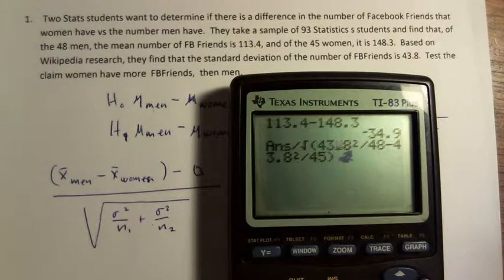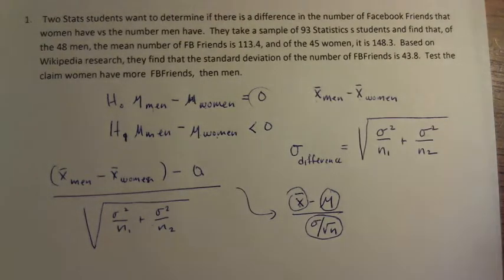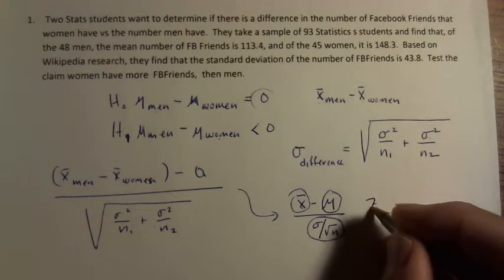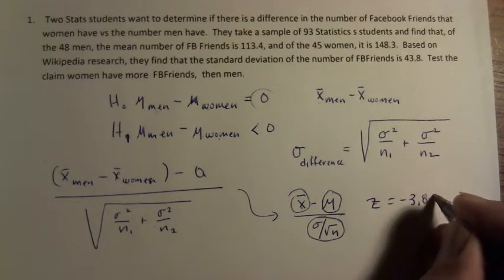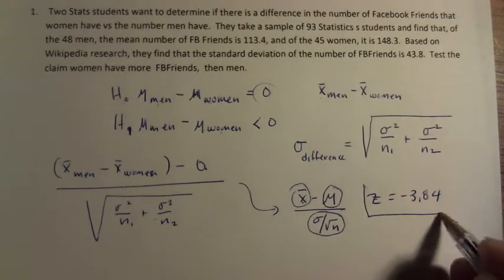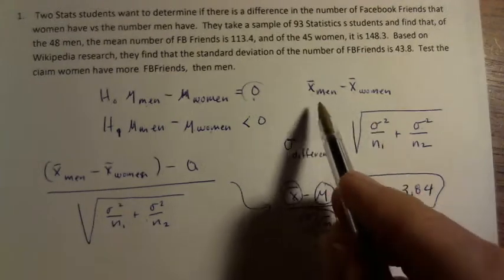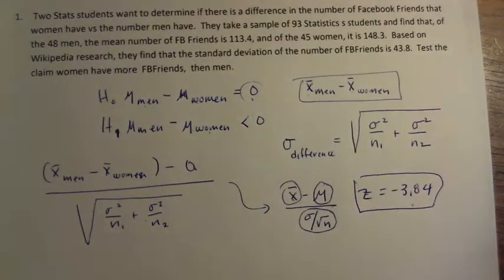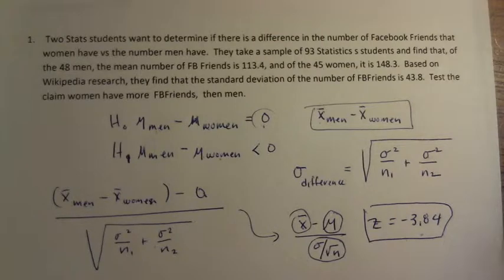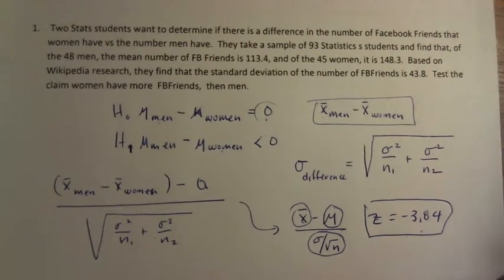Oh, I see, I forgot something. I did something wrong here. Instead of subtract, that should be a plus there. Okay, so let's try it. We get negative 3.84. So we get a z-score of z is equal to negative 3.84. Now that is a lot of standard deviations away from the mean. That tells me that this is a rare event, that under the null hypothesis, this would be an unlikely result. The difference that we got would be an unlikely result. So in this case, we would reject the null hypothesis.